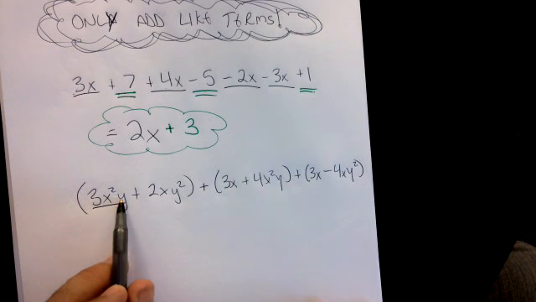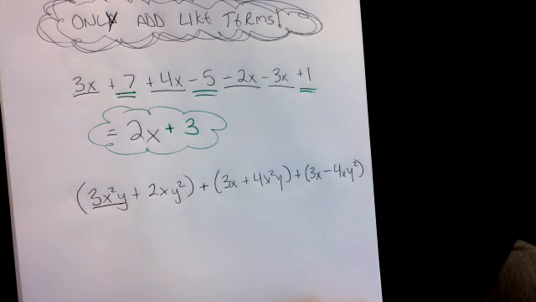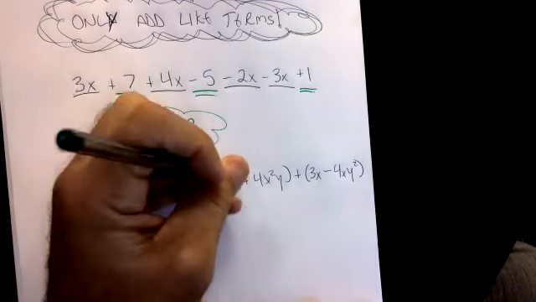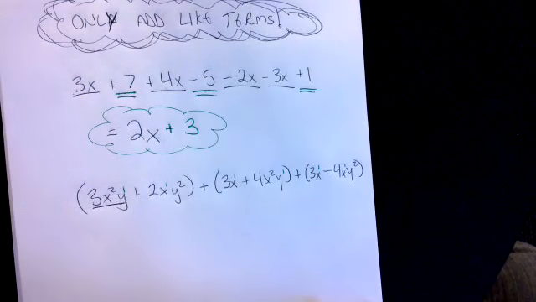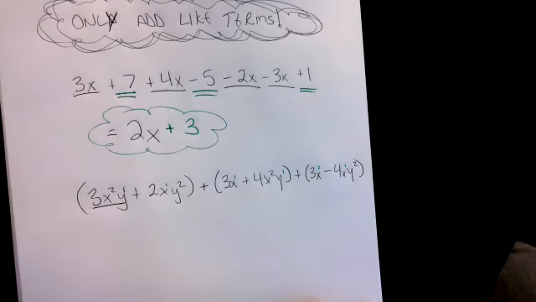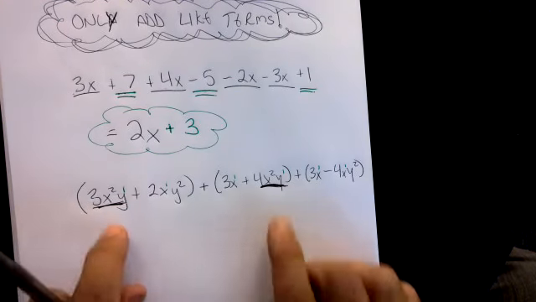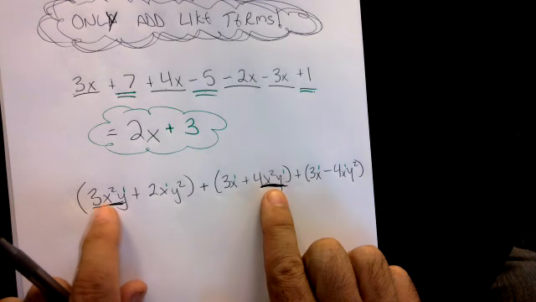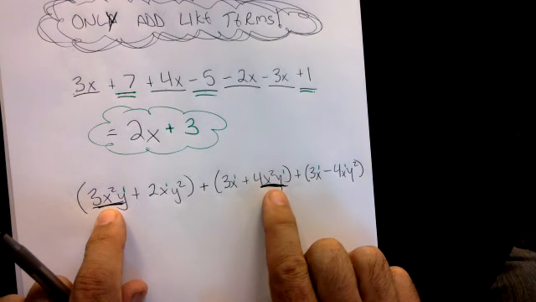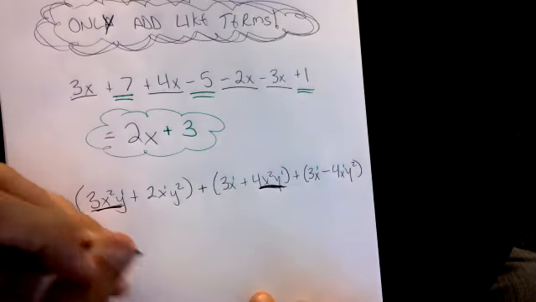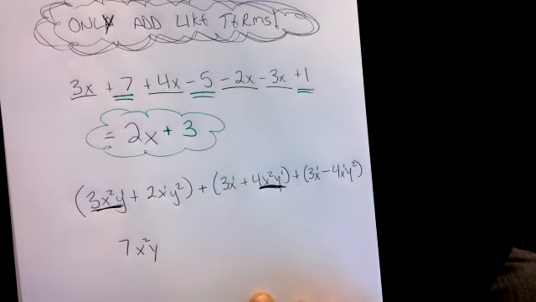You're going to have an X to the second power and a Y to the first. So if it helps, you might want to write those ones in. You don't have to, but you can. Okay, so this 3X to the second Y can only combine with any other X to the second and Y. So I can combine these two together. I've got a positive 3X to the second Y and a positive 4X to the second Y. If I combine those, I get 7X to the second Y.